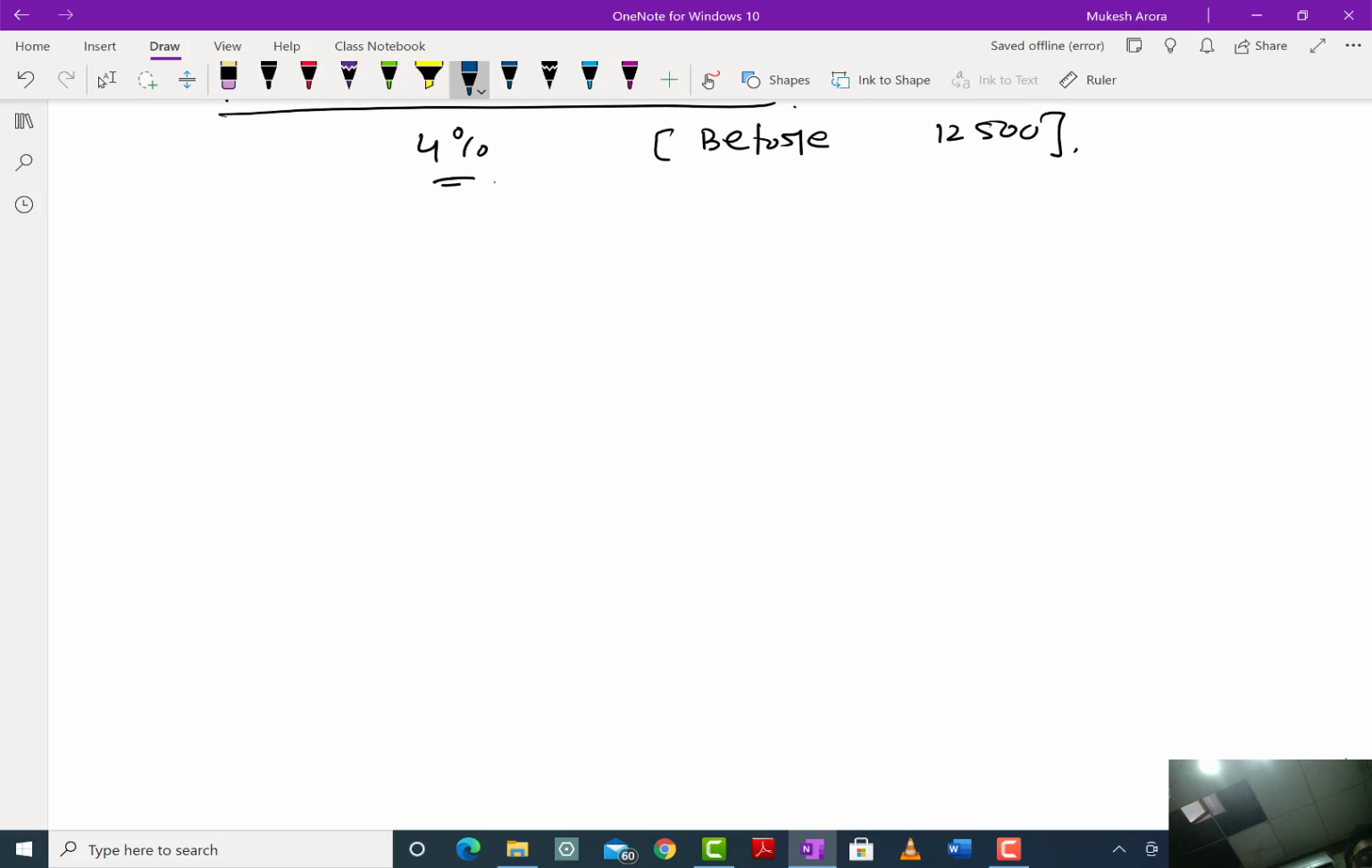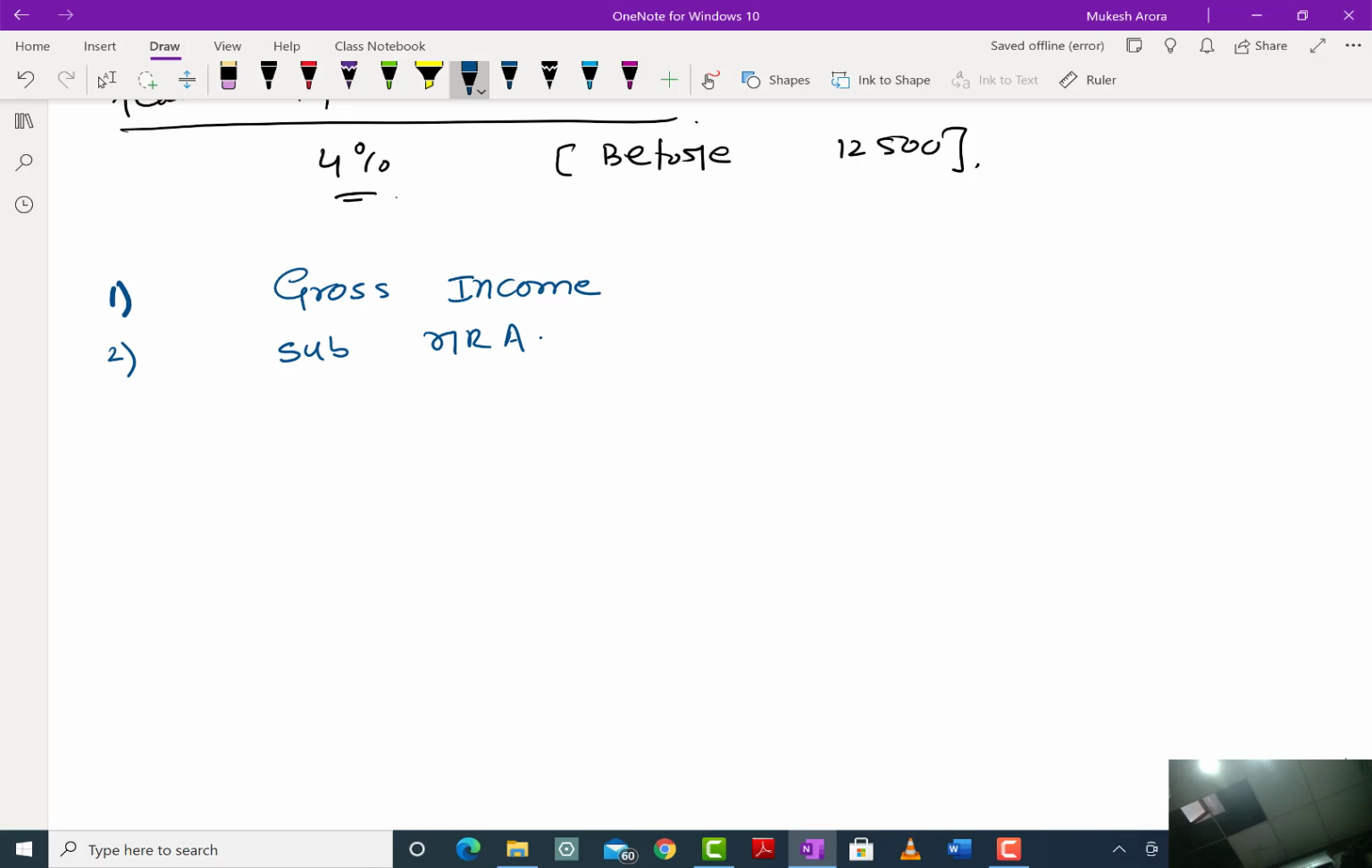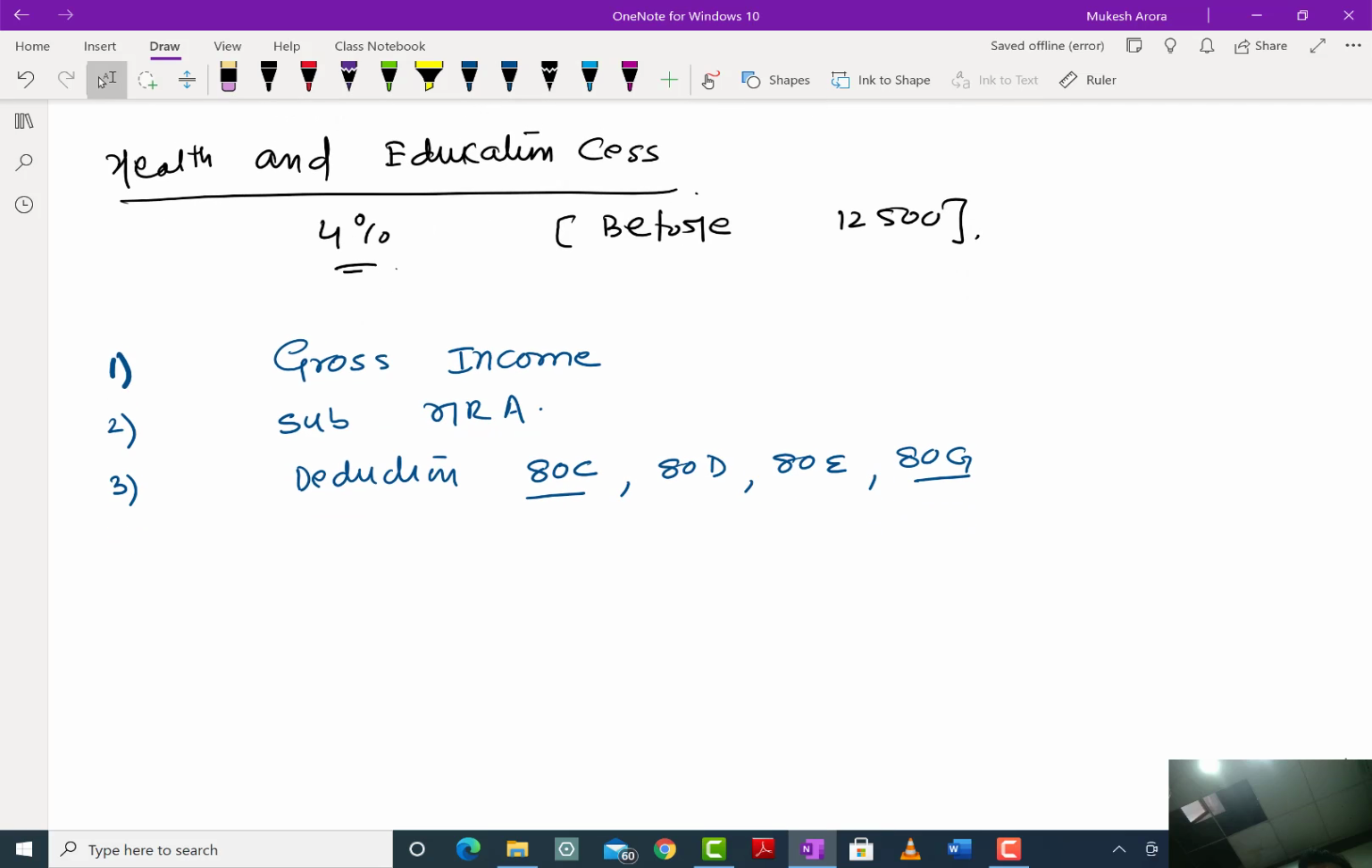So now we have to see the format. First we have gross income. We will calculate the gross income from all the sources. Then we subtract HRA according to my limit or eligibility. Then I have to deduct deductions under section 80C, 80D, 80E and 80G. 80G is donation, 80C is PF etc., 80D is the insurance and 80E is the education loan. After calculating that, we will get the taxable income.